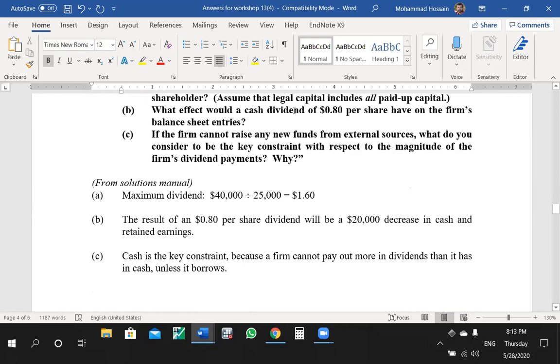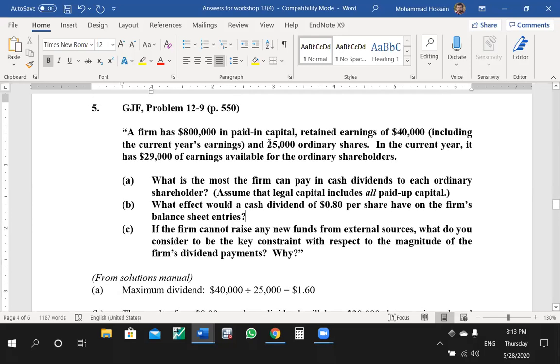What effect would a cash dividend of 0.8 per share have on the firm's balance sheet entries? So if they pay 0.8 per share, 0.8 times 25,000 shares, how much will it be? Give me a second. 25,000 times 0.8 is $20,000. So $20,000 they will have to pay as dividend payable, dividend liabilities.